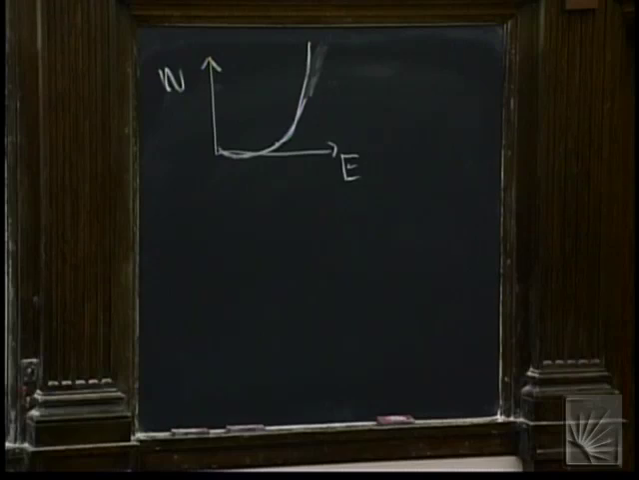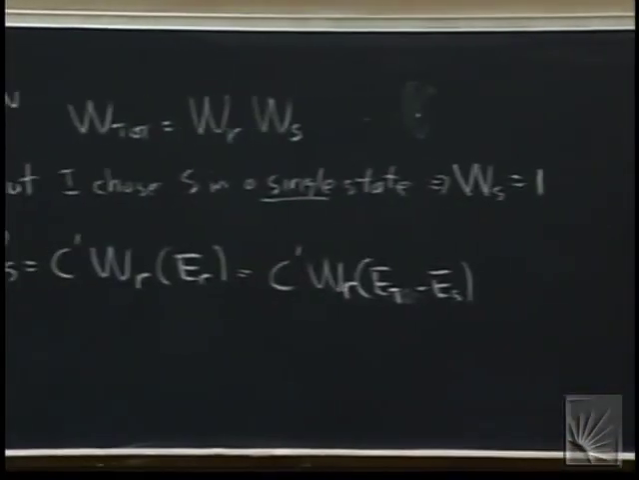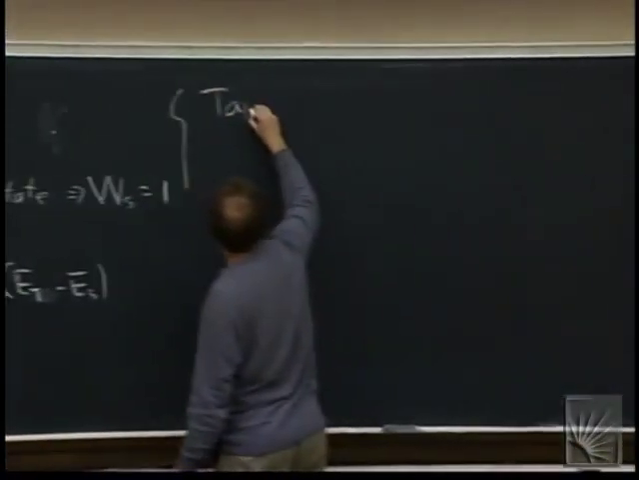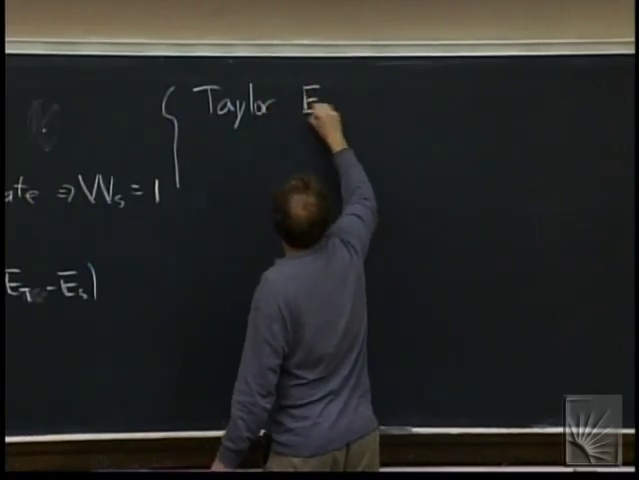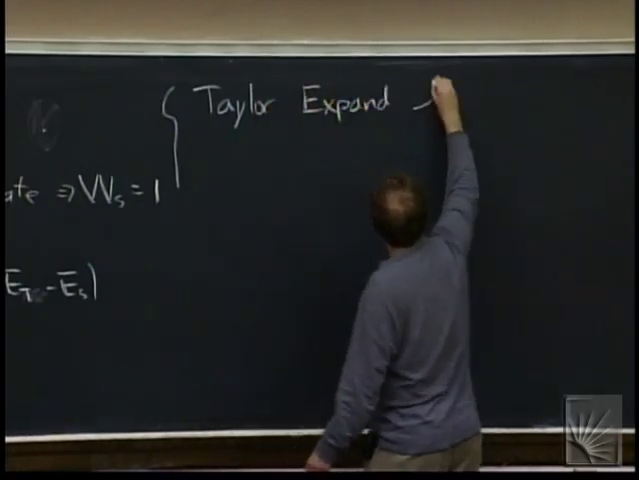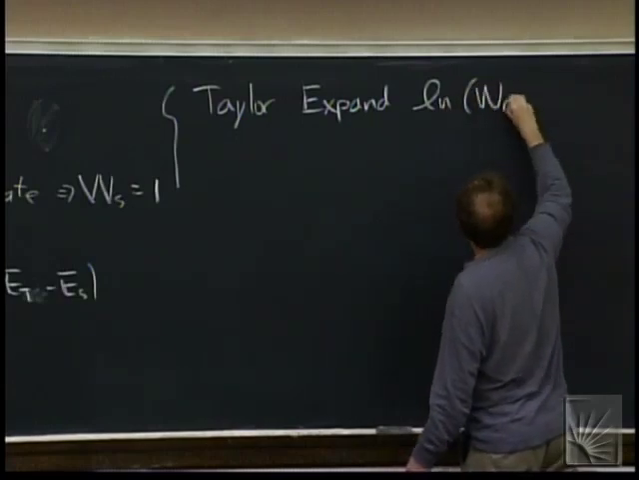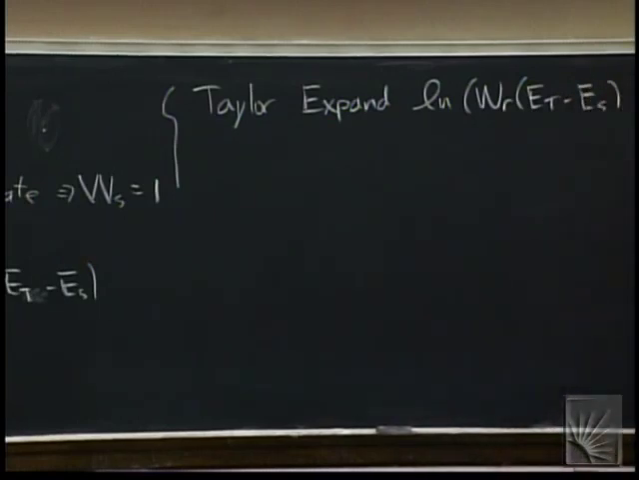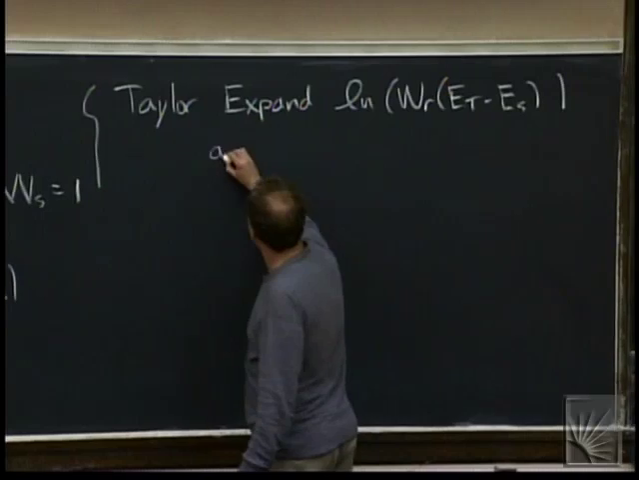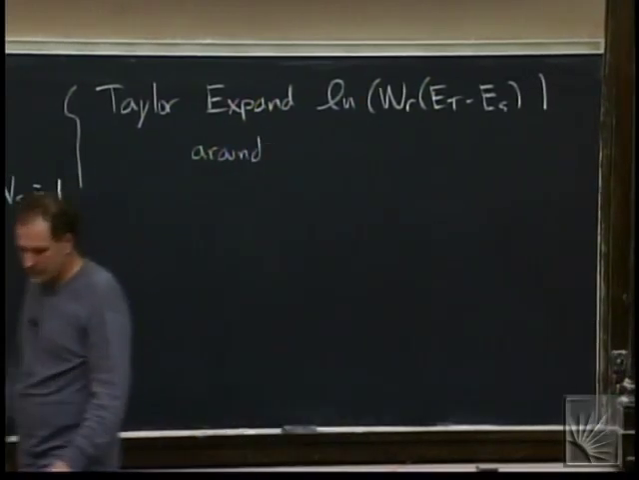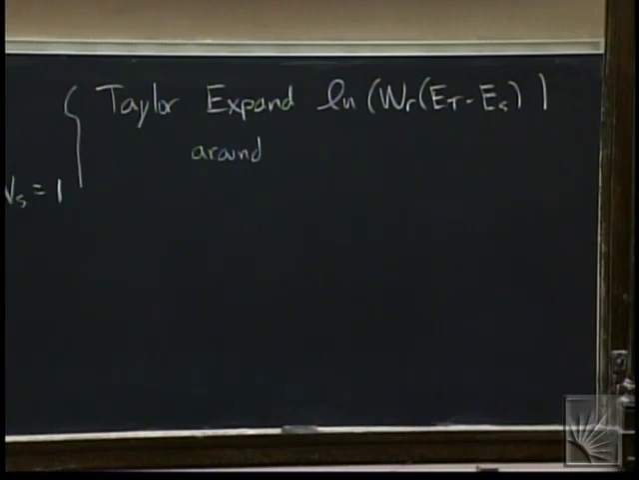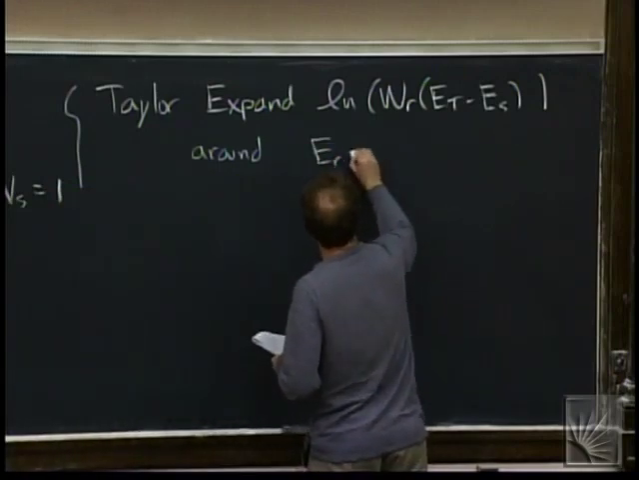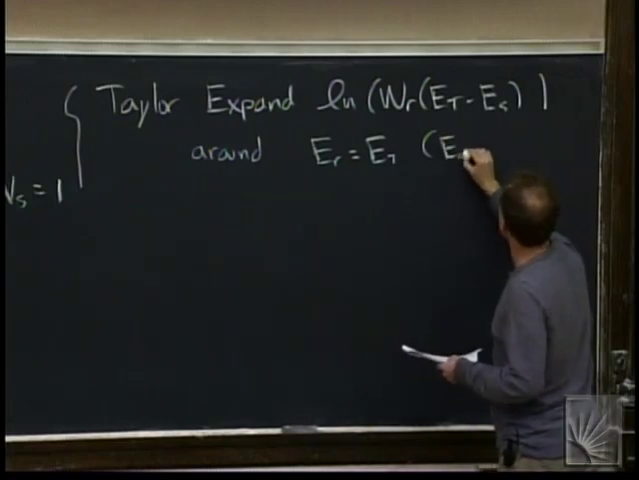Okay? So I don't want to just take a Taylor expansion. The right thing to do is to Taylor expand the logarithm of W_R of E_T minus E_S, around E_R equals E_T, which is to say E_S equals 0.